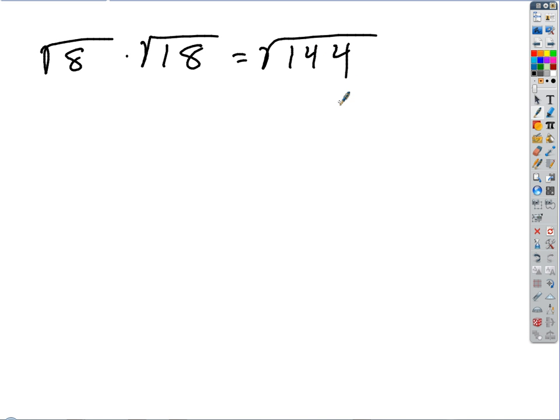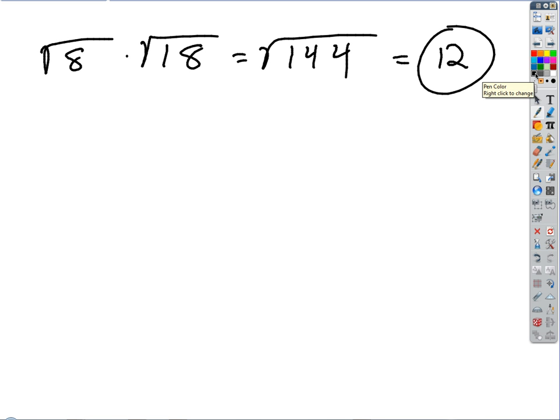And that's a perfect square. What is that? 12. Yeah. Boom. Okay? Make sense? Good. Okay, so what about simplifying quotients of radicals?